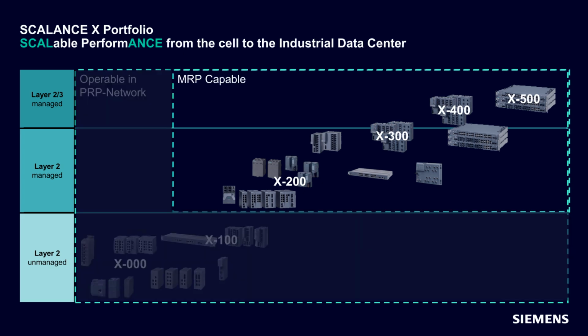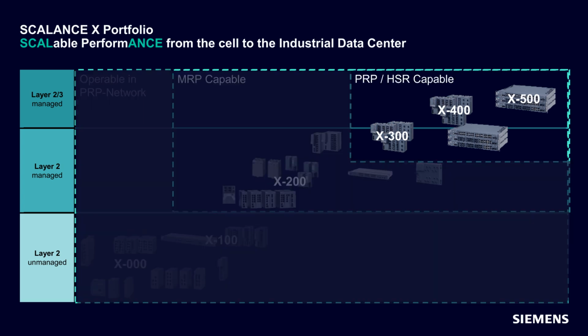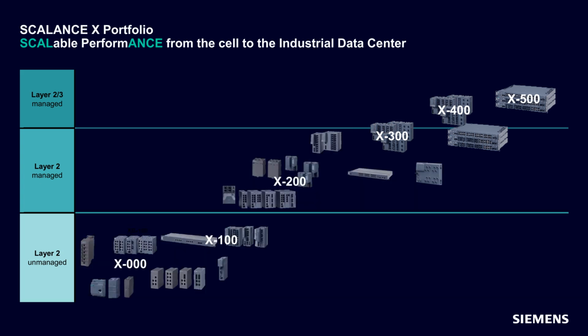For MRP, use our managed switches and routers with specialized firmware. For a PRP or HSR solution, use our advanced switches and routers. Each product family offers a wide selection, varying in port densities, data rates, and more to meet your network needs.